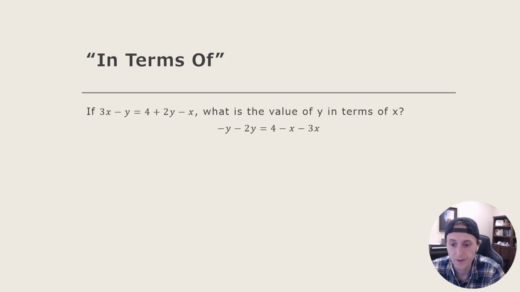So I put all of the y things on the left, and I put everything else on the right. Hopefully you can see how I got there. But it got me to negative y minus 2y equals 4 minus x minus 3x. Now we just simplify. That gives us negative 3y equals 4 minus 4x, and then divide each side by negative 3.